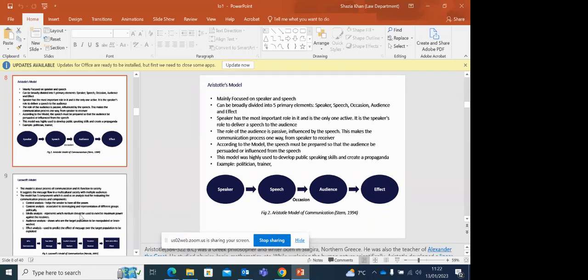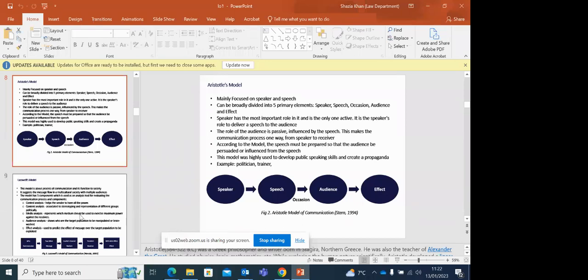The role of the audience is passive, so they don't have much involvement, and it's influenced by the speech the speaker gives. So this makes the communication process one way, from speaker to receiver. According to the model, the speech must be prepared so that the audience can be persuaded or influenced by the speech. The model is highly used to develop public speaking skills and create propaganda. The example they've given here is a politician and a trainer, and it's quite a good example.